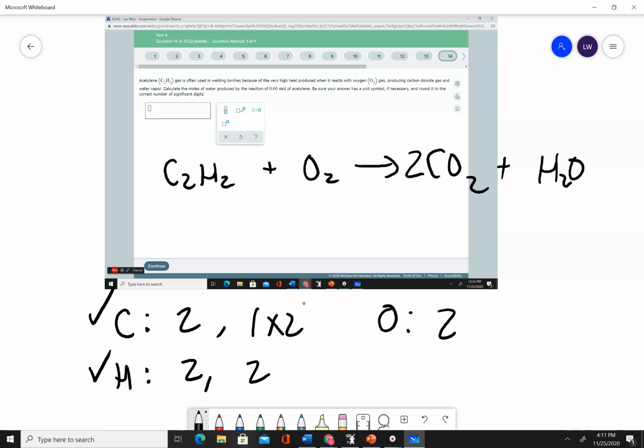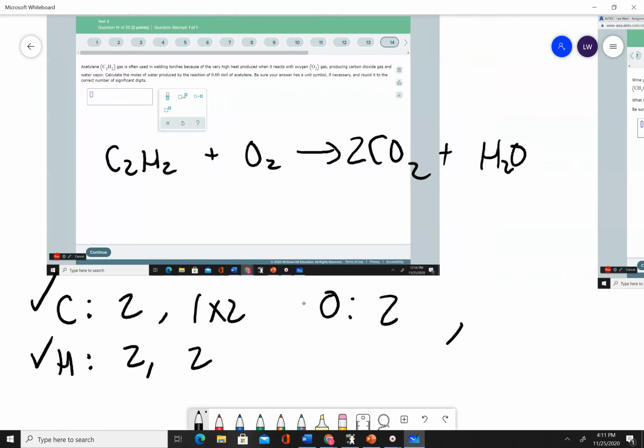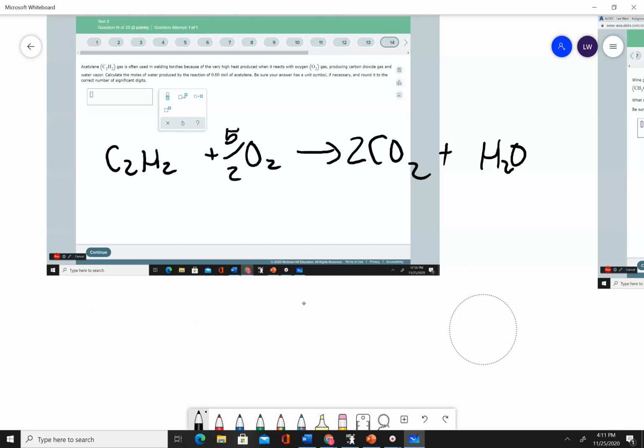I've got 2 on the left, but how many have I got on the right? 2 times 2, that's 4, and then another one there, that's 5. So I'm going to have to multiply this guy by 5 on 2. Now oxygen is balanced, but we don't like to have fractions in our equation, so we're going to multiply everything by 2. So that's going to become 2, that's going to become 4, that's going to become 2, and that's going to become 5. So now we've got a balanced equation.